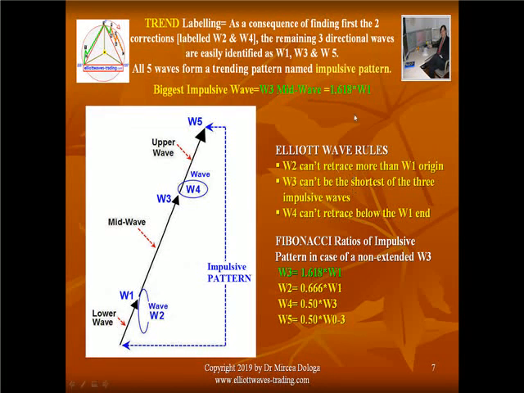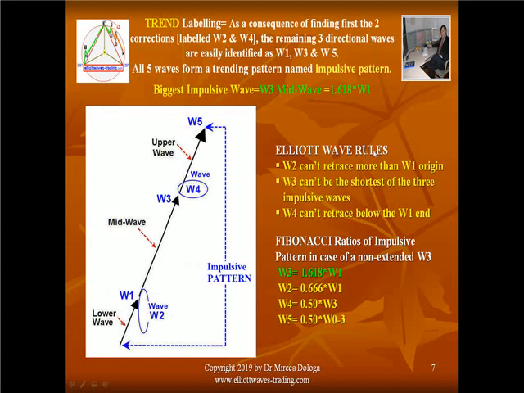As a consequence of finding first the 2 corrections labeled W2 and W4, the remaining 3 directional waves, 1, 3, and 5, are easily identified. All 5 waves form a trending pattern named impulsive pattern. The biggest wave is wave number 3, which has a Fibonacci relationship with wave number 1. So the relation is W3 equals 1.618 W1.